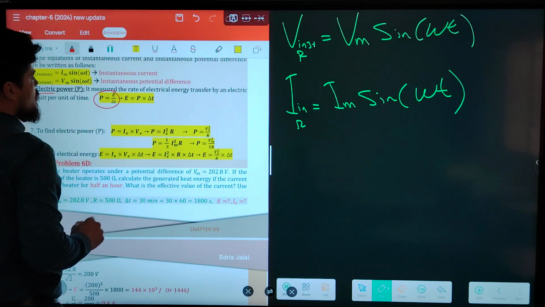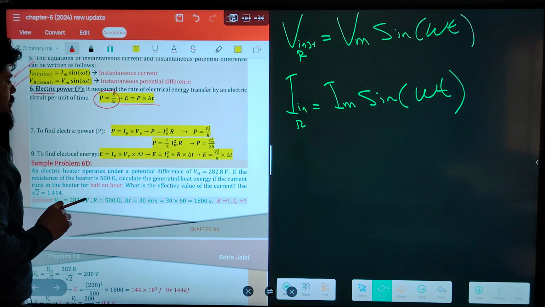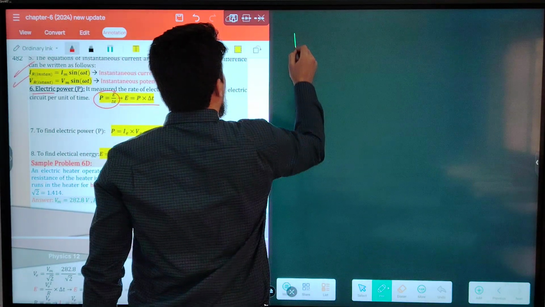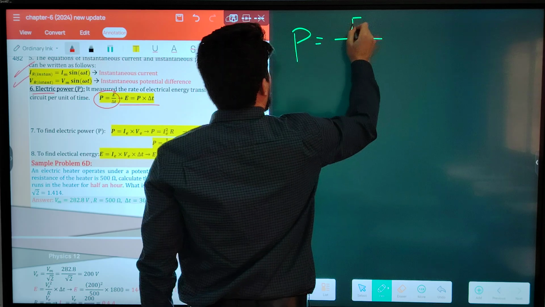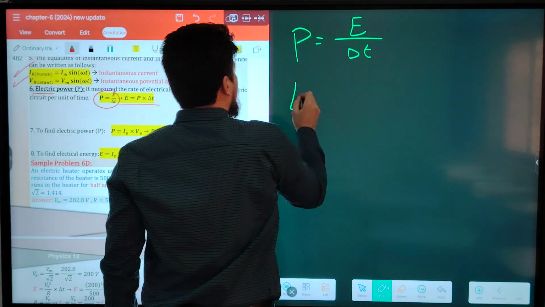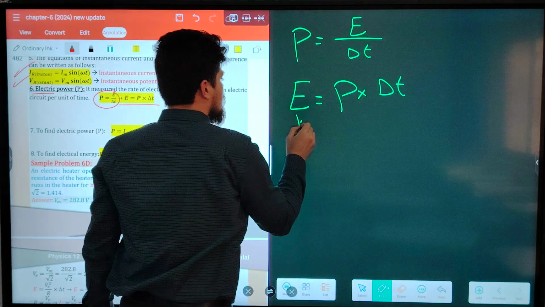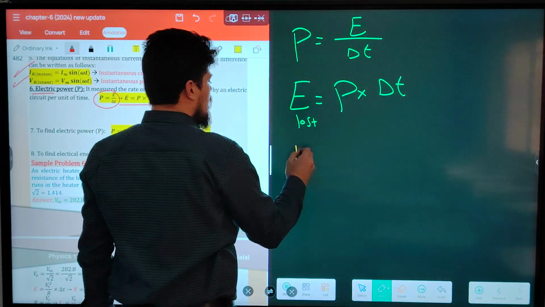Power dissipation is equal to energy per unit of time. Energy is equal to what? Power times time, sorry. Guys, look. Power is equal to what? The time rate of the energy, energy per unit of time. E is equal to what? Power times delta T. What is this? This is lost energy.